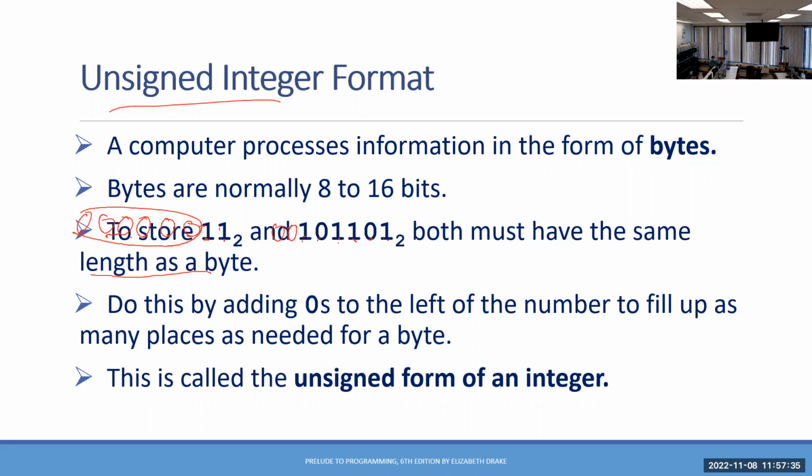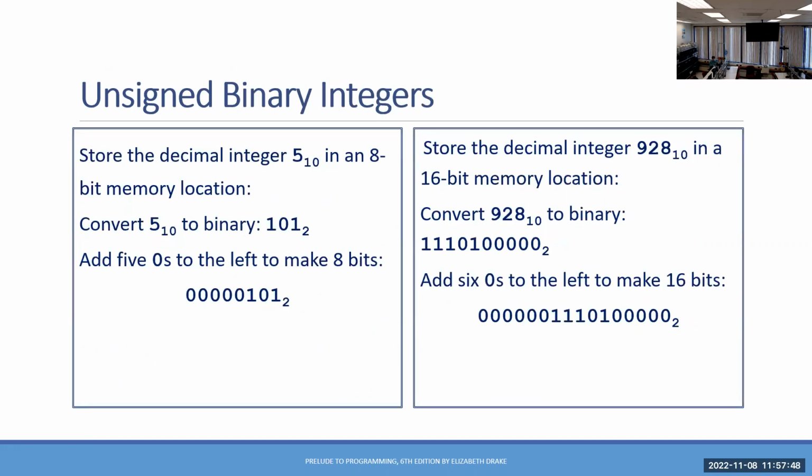So this is the core, the unsigned form of integer. Unsigned means non-negative. It can be 0 or positive only. It cannot be negative here. Now, the unsigned binary integer is very simple. You just convert it, and you know how to convert from the decimal to the binary here.